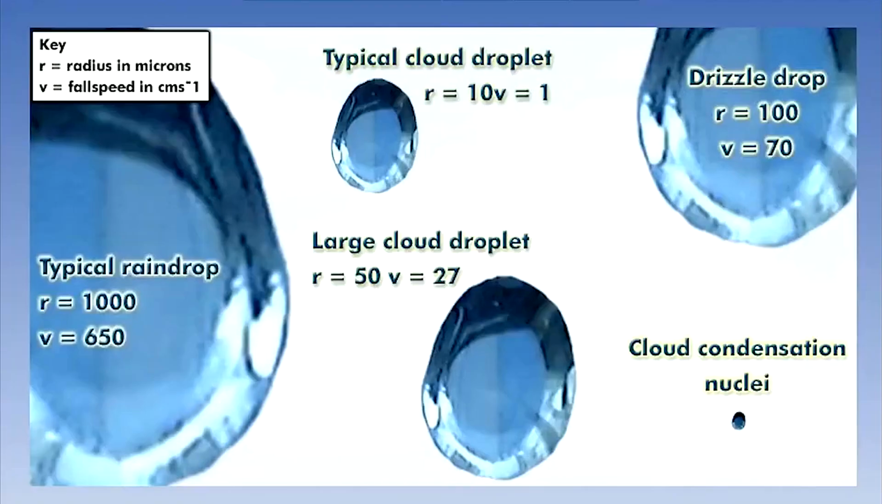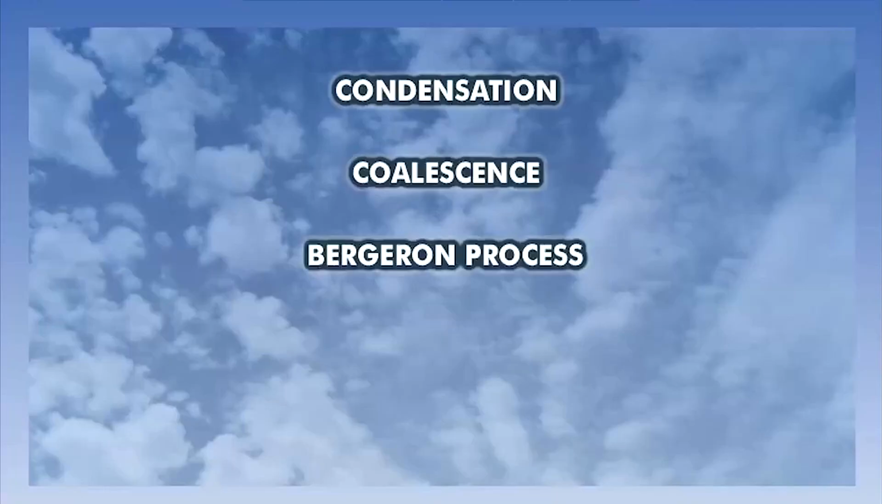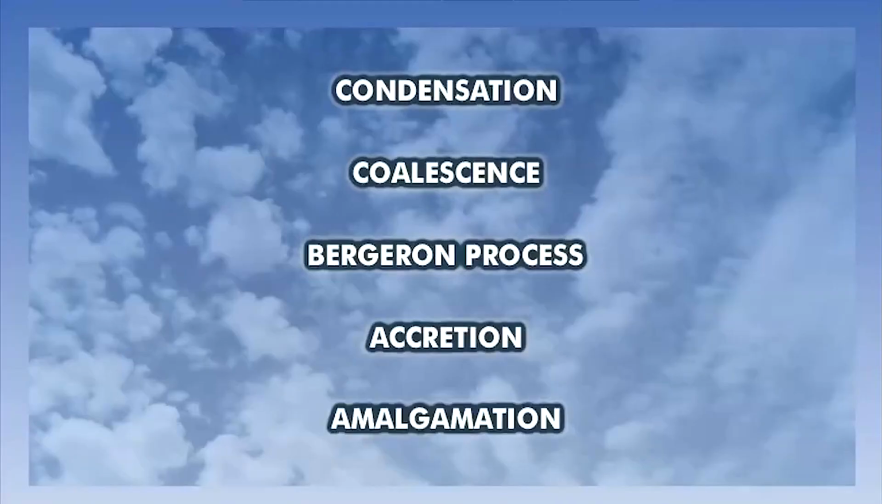Look at the respective sizes of cloud droplets, drizzle and raindrops in the diagram. There are three main ways of growing cloud droplets into precipitation. These are condensation, coalescence, and the Bergeron process. We should look at these in turn, plus two additional concepts called accretion and amalgamation.